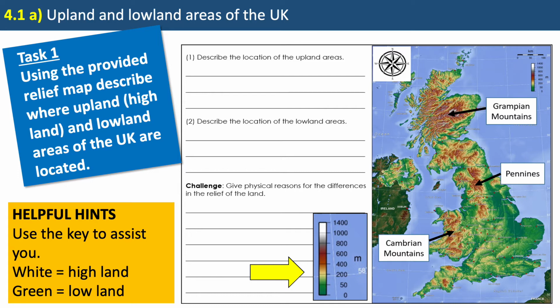Now it says, using the relief map, describe where the upland areas and lowland areas are in the UK. So upland meaning highland and lowland meaning, well, lowlands. The first question says describe the location of the upland areas. The second question says describe the location of the lowland areas. And do push yourself. Have a go at that challenge. It says give physical reasons for the differences in the relief of the land. So give natural reasons for why the land is high in some areas and lower in some areas.